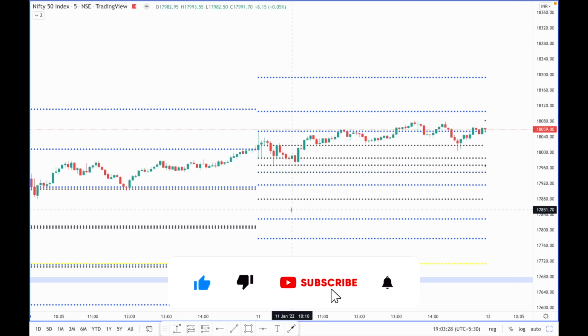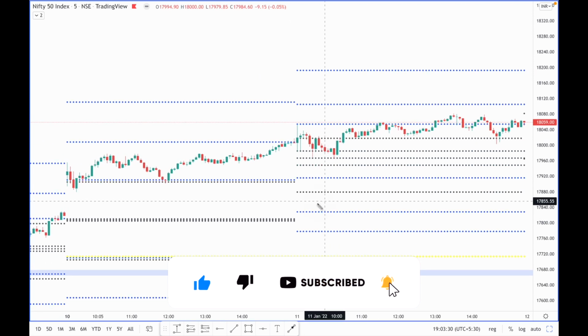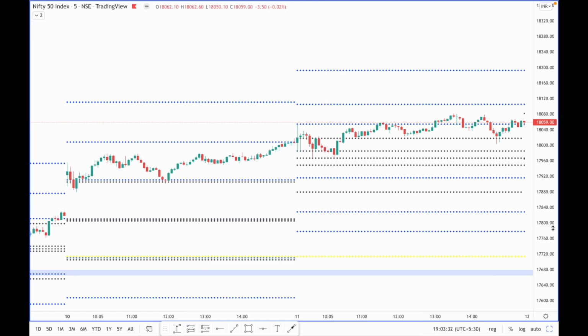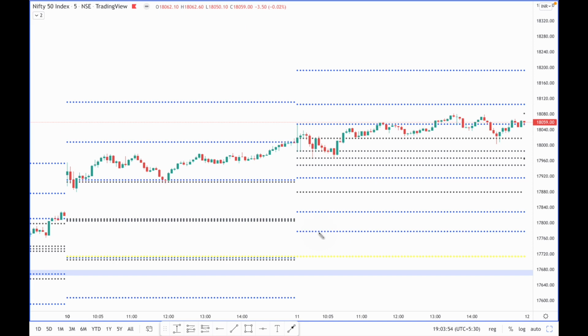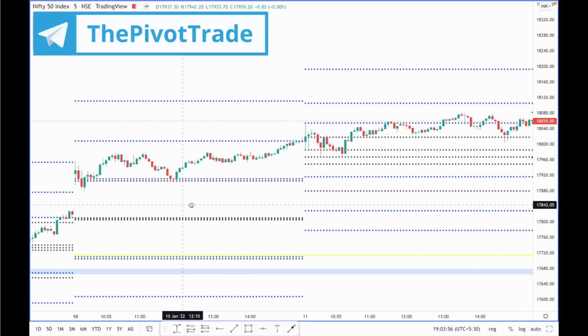Okay, now going back to levels. See, this is a virgin CPR on the 10th of January. See this area. So you can just simply mark a virgin CPR like this for the 11th. But this virgin CPR is very narrow. So this kind of a virgin CPR, it is okay to not mark. So it's fine to not mark that virgin CPR. So you can just simply delete it.